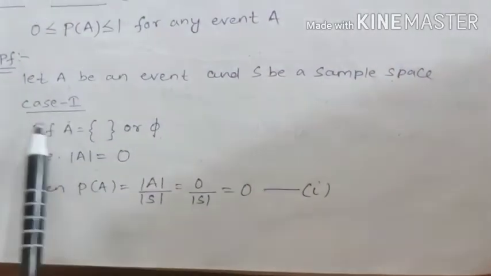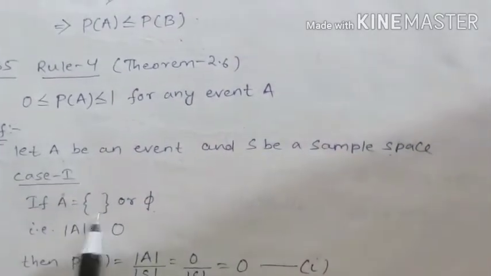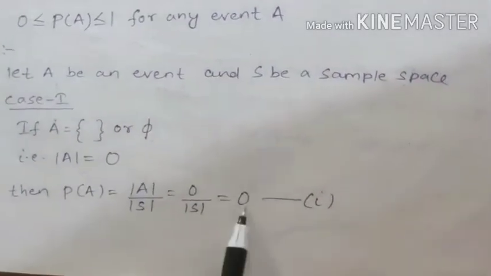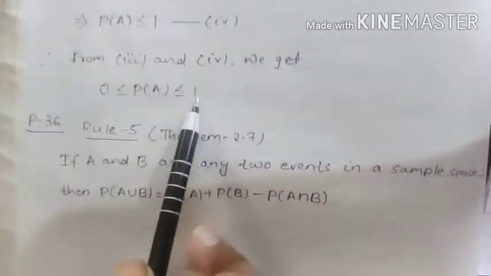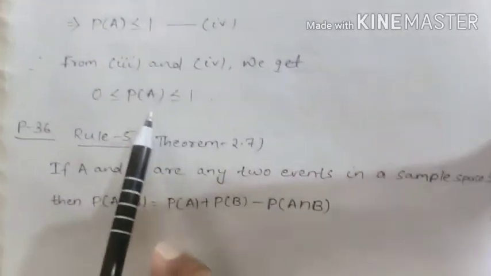Very simple proof. Case 1: if A is equal to phi, then mod A equals 0, then P of A equals 0. Case 2: A not equal to phi, then mod A is greater than 0, then P of A equals mod A by mod S. The probability of A must be greater than 0 because of the postulates, so P of A is greater than or equal to 0. Case 3: A is a subset of S, mod A is less than or equal to mod S, so P of A equals mod A by mod S, which is less than or equal to mod S by mod S equals 1. Therefore P of A is less than or equal to 1. After these 3 cases, P of A lies between 0 and 1. This is a very important proof and may come in the exam.